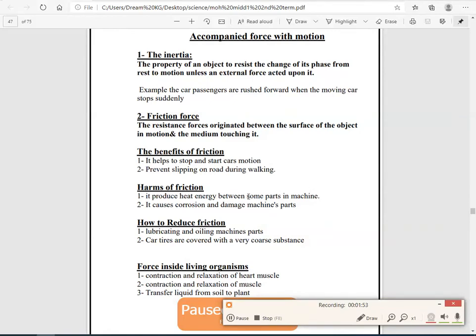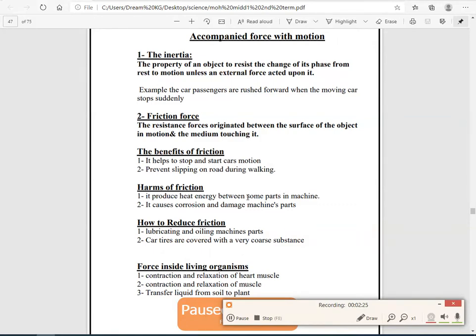Now let's talk about the benefits of friction. Friction helps us to walk, helps the car to move forward, helps the car to stop, and helps us to burn the match. All of these are benefits of the friction force. Also, the friction force prevents us from slipping on the road because it gives us stability on the roads.